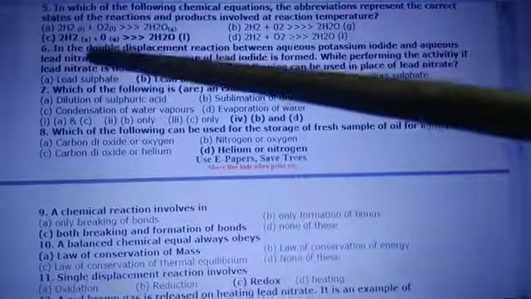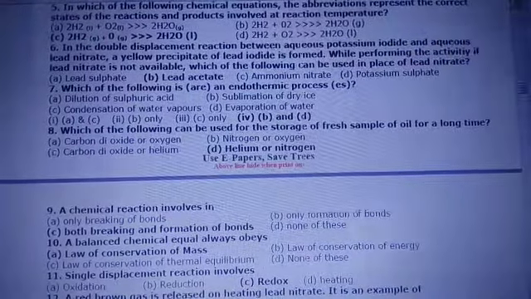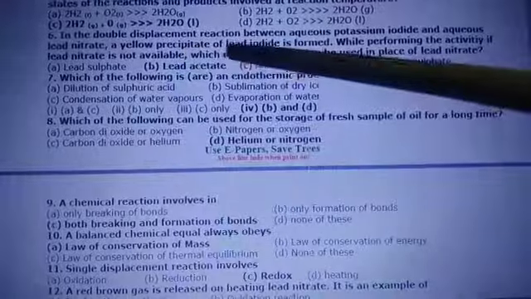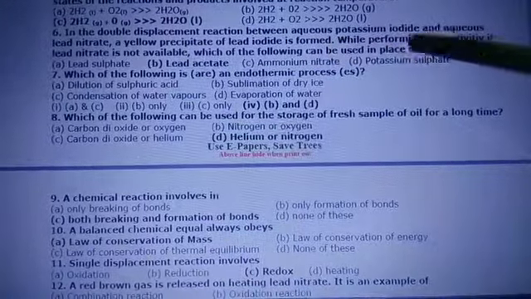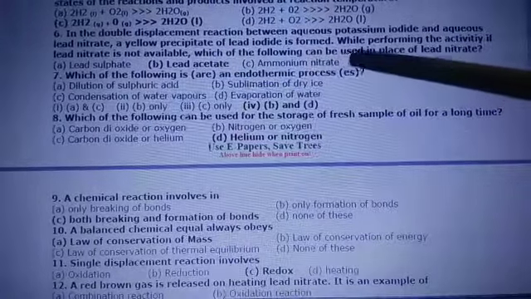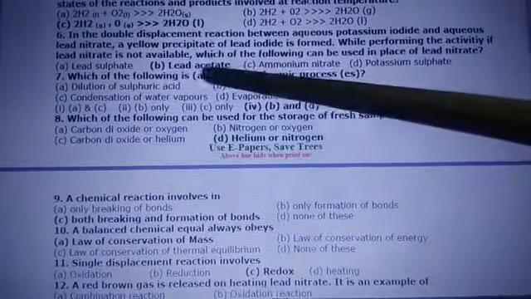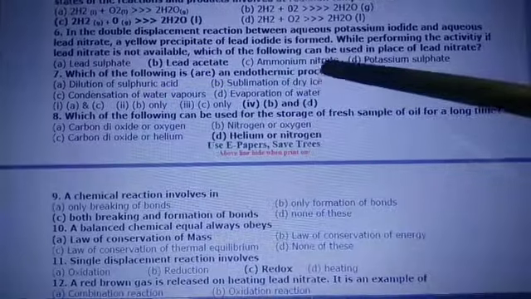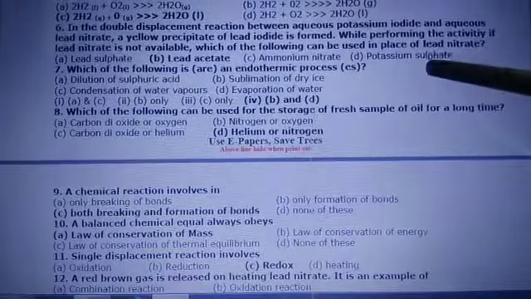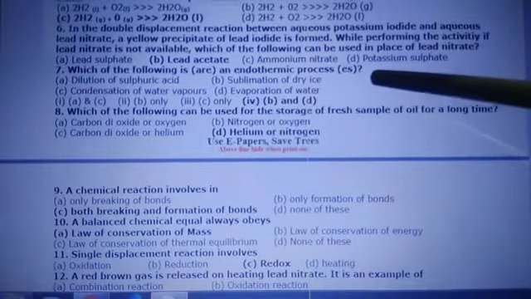Sixth question, in the double displacement reaction between aqueous potassium iodide and aqueous lead nitrate, a yellow precipitate of lead iodide is formed. While performing the activity, if lead nitrate is not available, which of the following can be used in place of lead nitrate? A. Lead sulfate. B. Lead acetate. C. Ammonium nitrate. D. Potassium sulfate. The correct answer is B. Lead acetate.